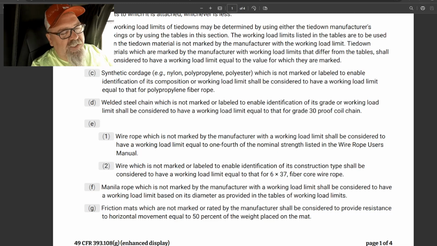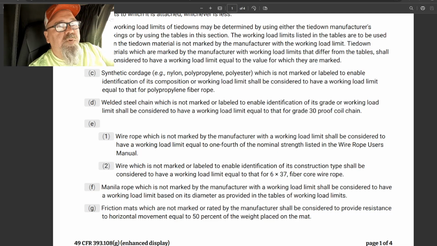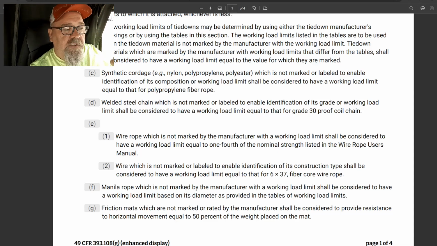So what that is saying is, for instance, you have a friction pad, you set it down. Like when I'm setting up to pick up a coil, I put down the friction pads, then I put down my coil racks, then I put down my dunnage, bevel dunnage, and then I put down some more friction pads.